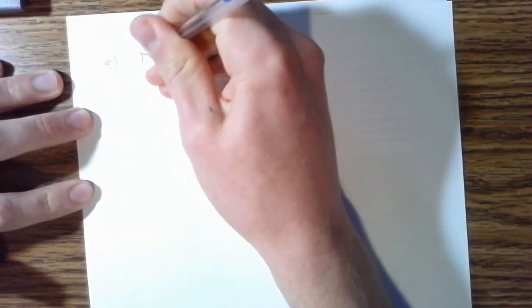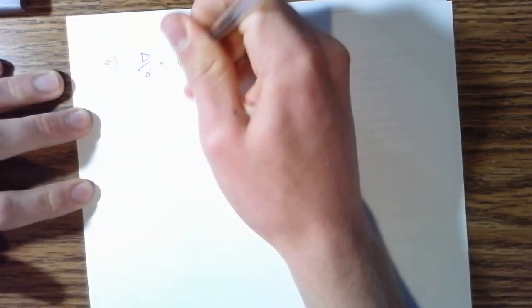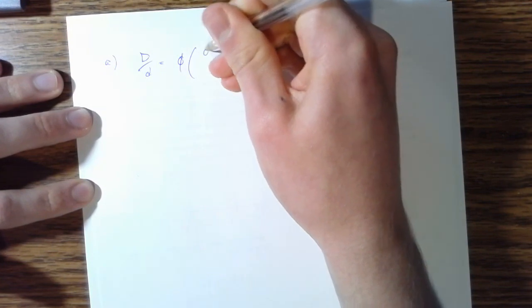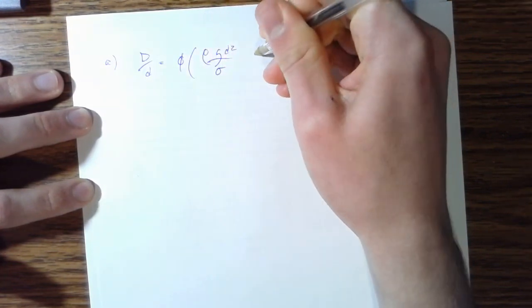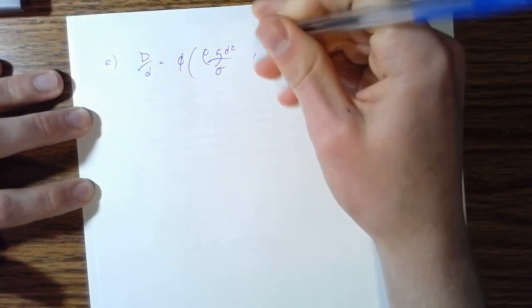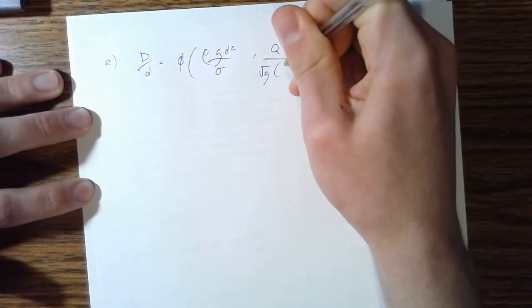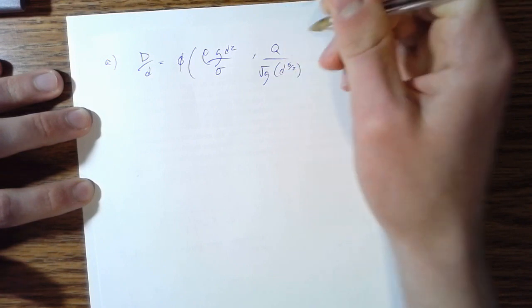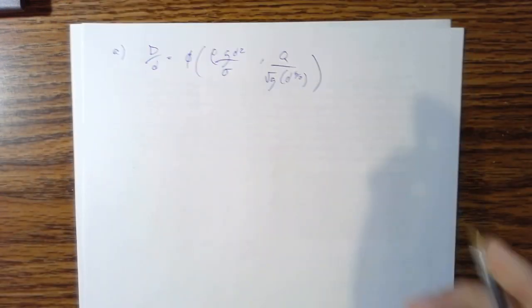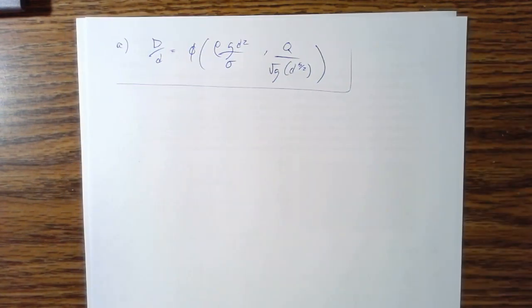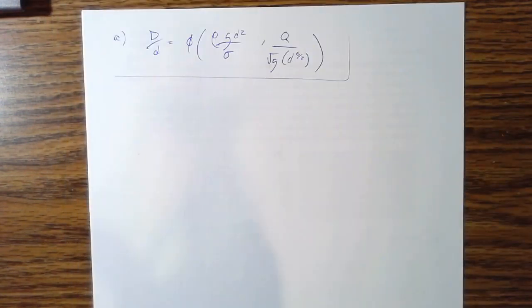So our answer to A is going to be capital D over D is a function of rho g D squared over sigma and Q over square root g D to the 5 halves. Moral of the story is have notes cleaner than the ones I had. So yeah, that's your answer to part A. I was going to break this up into 2 videos anyway, so it works out, I guess.